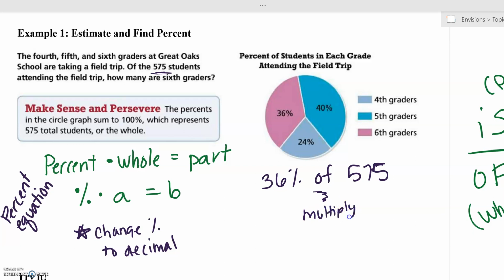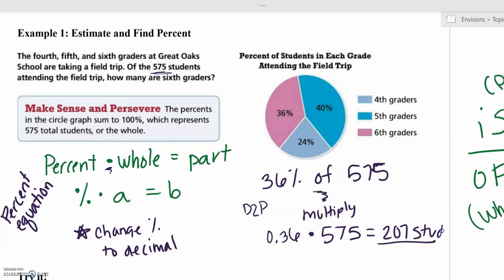And this is taking us to our percent equation. So I'm going to change this to 0.36 because I want to change my percent to a decimal, so D to P. And then of is multiplying right here, like in our percent equation, of a whole. Since this is all of the students, that's a whole. So 575, and that is going to give me my part and my answer here for my problem. So multiply, and you should get 207 students.